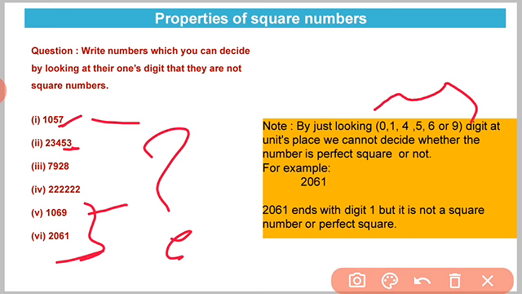For example, 2061, 1 is appearing at units place. 2061 ends with 1 at units place, but it is not a square number.